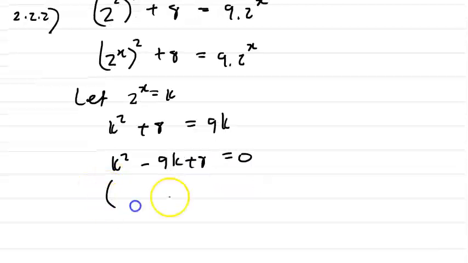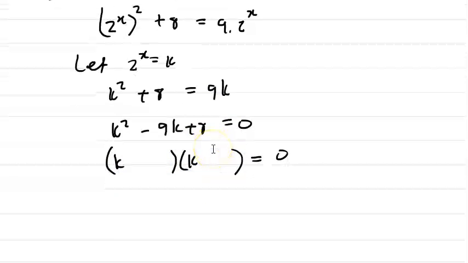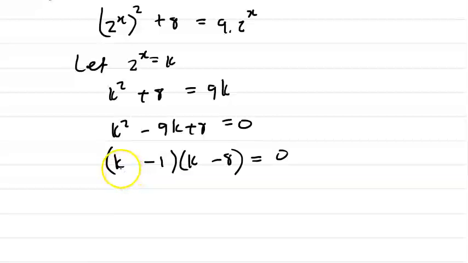And if we factorize this now, because we've got a quadratic, we're factorizing by inspection. K squared is k times k. Factors of 8 that multiply together to give positive 8 and add together to give minus 9 are minus 1 and minus 8. Check. K times k is k squared. Minus 1 times minus 8 is positive 8, and minus k added to minus 8k is minus 9k. So k equals 1 or k equals 8.